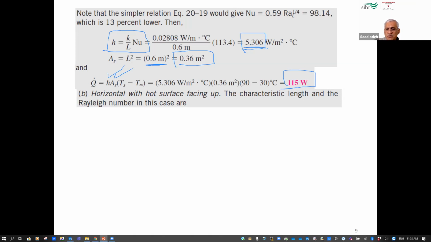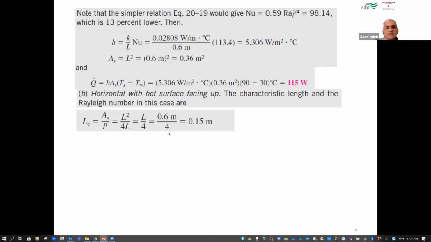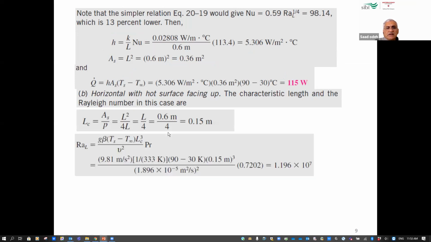Let's compare this case with the horizontal case. We said we're going to compare between 3 cases and see which one is the best in heat transfer. The first one, the vertical one, gave us 115 watts. Let's see what the other cases are. When we have horizontal and the hot surface upward, this is TS, 90 degrees, facing upward.